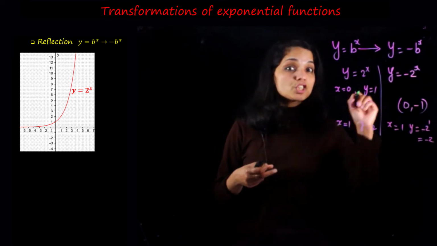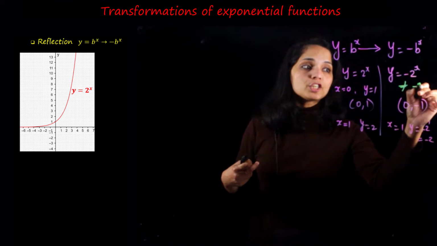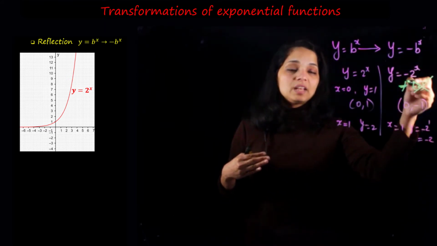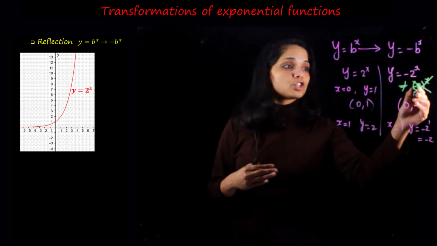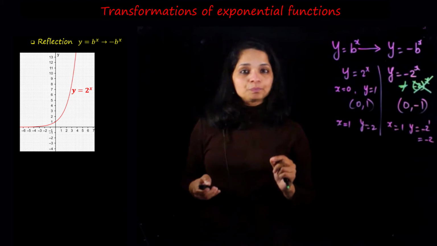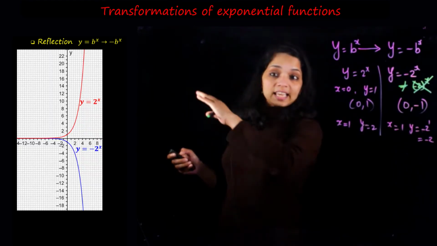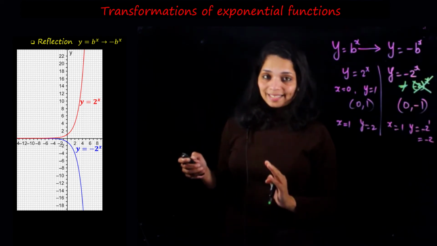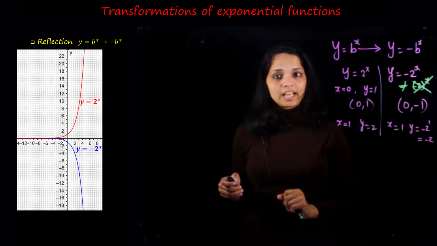One thing you should be very careful about here is that this is not minus 2 to the power x. This is simply a coefficient minus in front of the function 2 to the power x. So how does this function look? It is the function reflected about the x-axis. So y equals minus 2 to the power x is the blue one shown here.